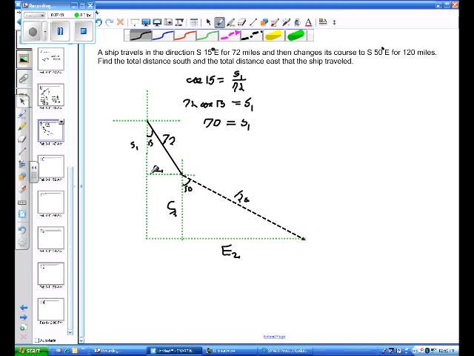For the east, which is actually our horizontal component, well, for our angle, east is the opposite and hypotenuse, so that would be the sine. So the sine of 15 is equal to the opposite over the hypotenuse, or 72 sine 15 equals the east distance, which would be 19.